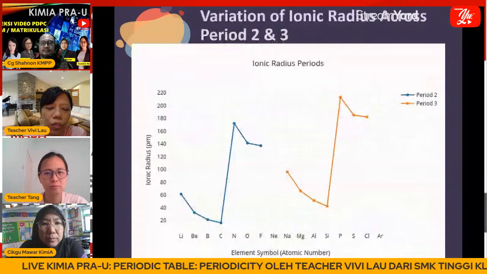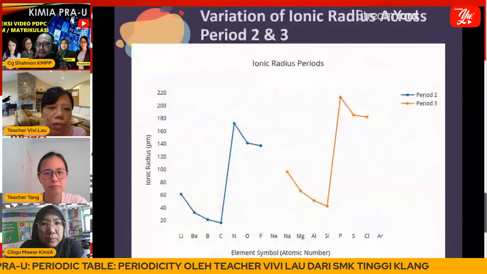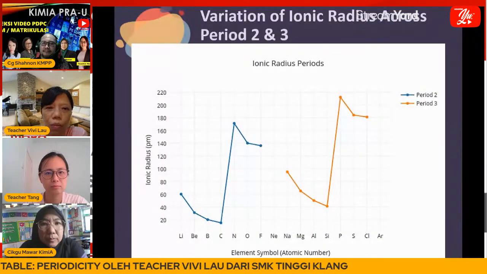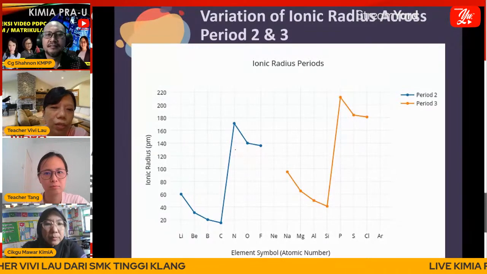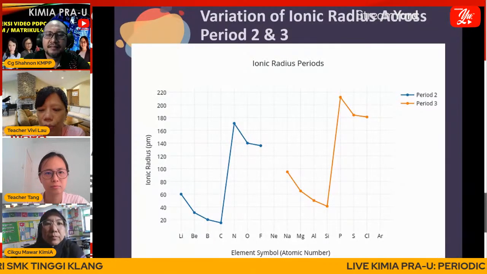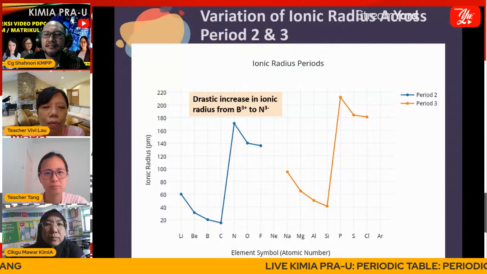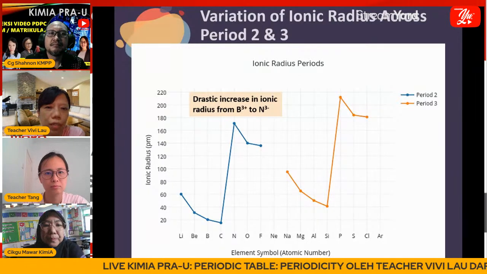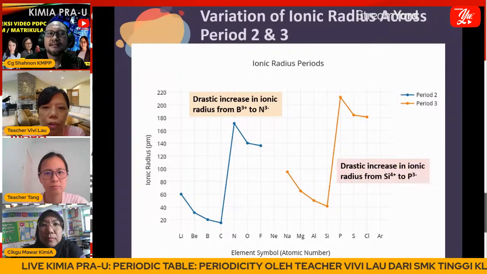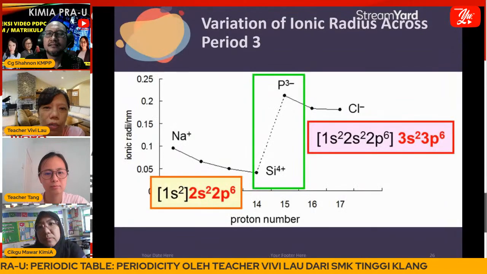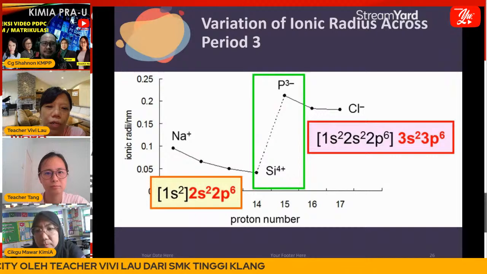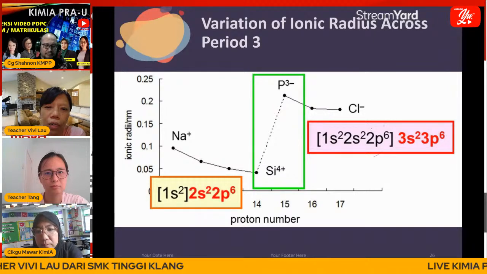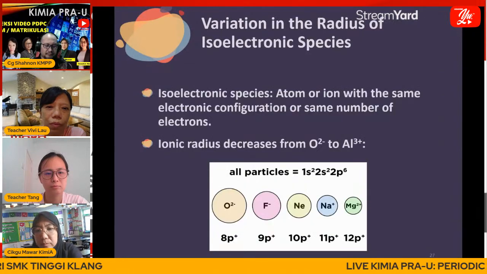So across the period, the ionic size also decreases. But we have a big difference between the positive ions and the negative ions in the same period. The negative ions have bigger size compared to the positive ions. You can see from here that the negative ion has an extra inner shell, so it will have bigger size.